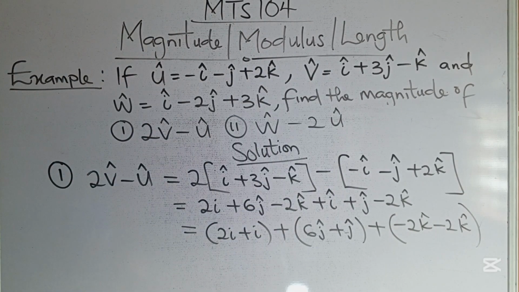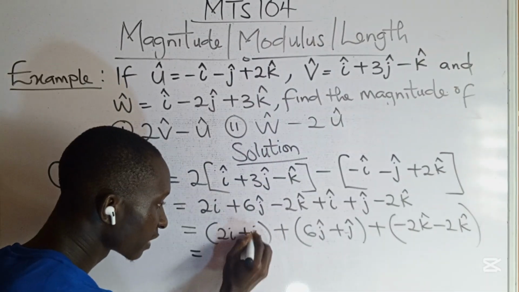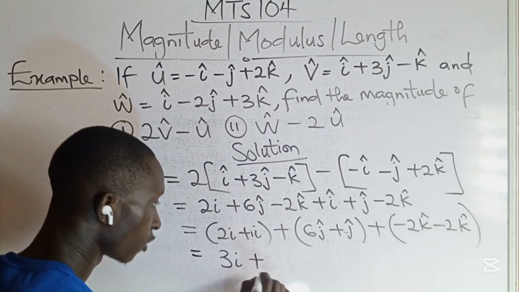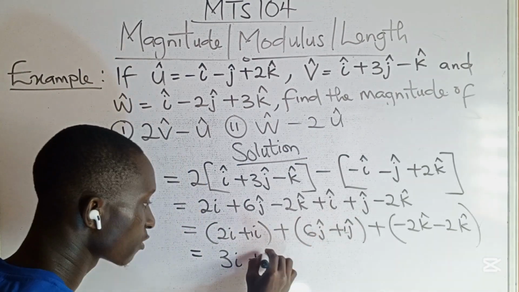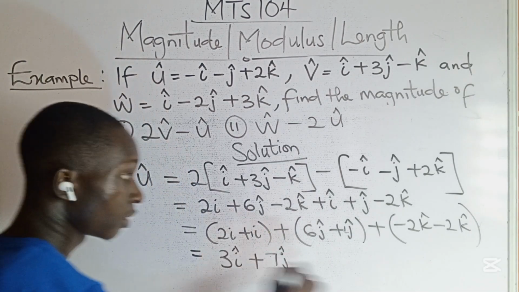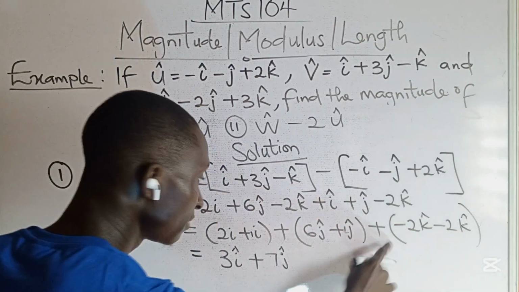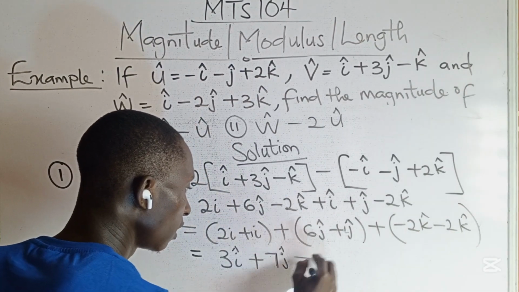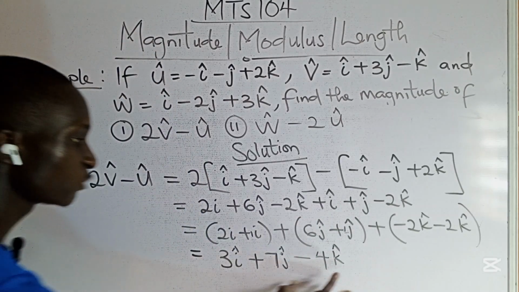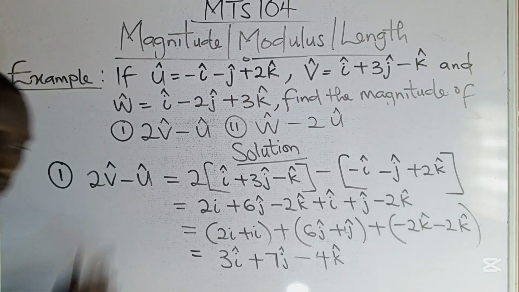Now, since we have this, let's add up. So 2, and don't forget this is 1, right? That becomes 3i plus 6 plus 1, that becomes 7j, isn't it? Then minus 2 minus 2, that's minus 4. So this becomes 7, that is minus 4. Okay, so this is what we have as the outcome of this.